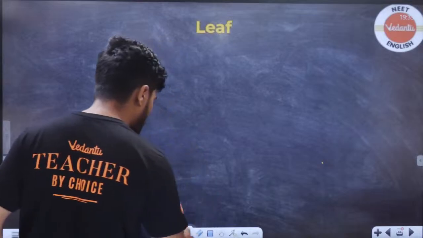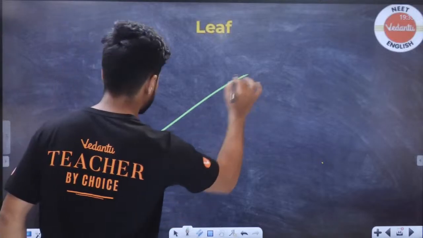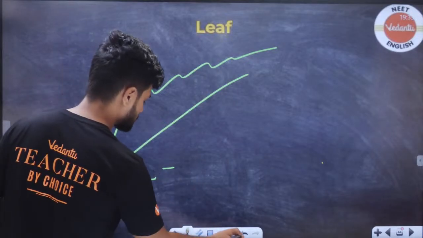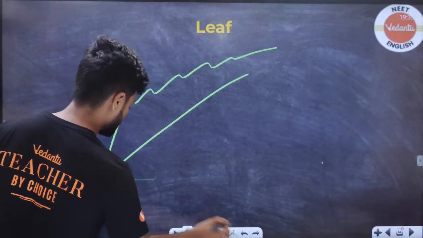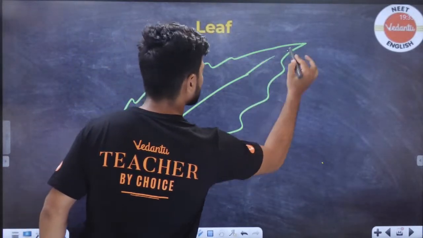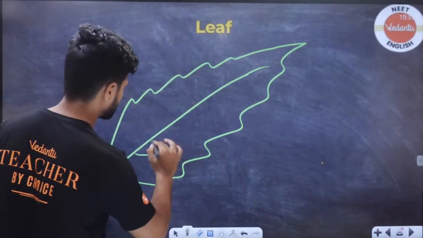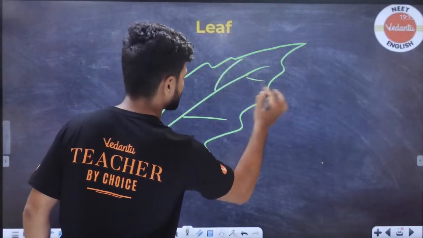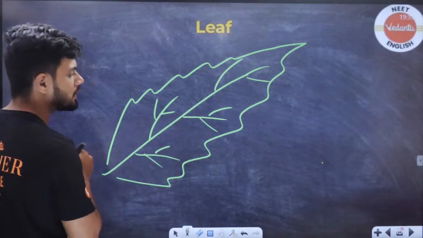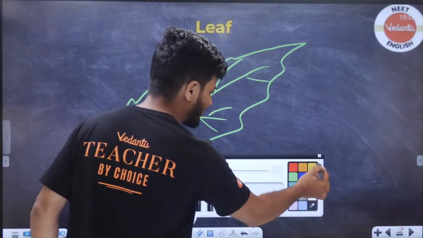Okay. Now, let me draw a simple leaf for you. This is a dicot leaf. Remember, why dicot leaf? Because of reticulate venation. Because of reticulate venation, this right here is a dicot leaf.